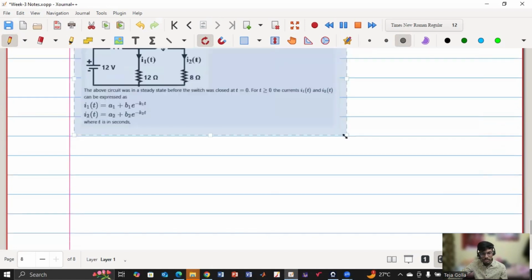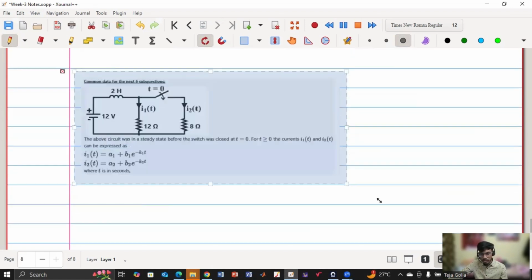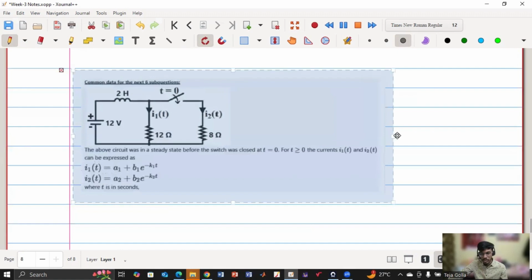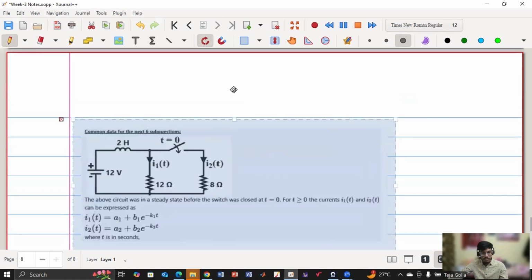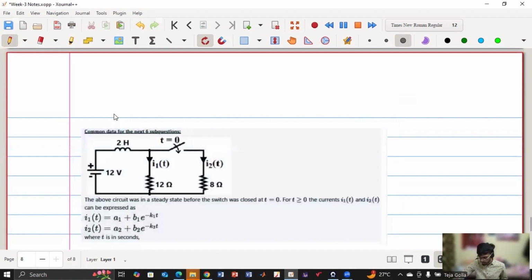Okay. So this is our next problem, problem 4. Although it looked like problem 4, we have solved like 6 questions in the previous problem.